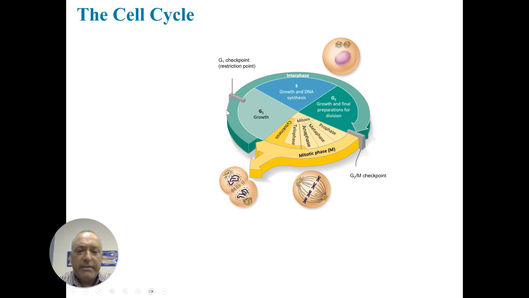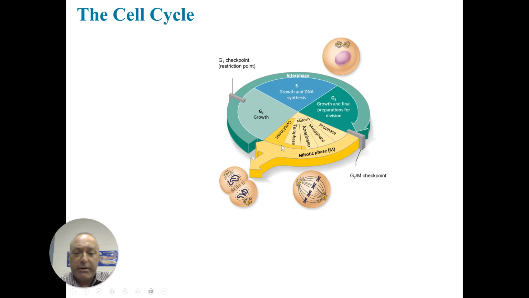Okay, we've got the cell cycle. Interphase is 90% of the cell cycle. During this phase, you've got growth, G1. You've got the synthesis of DNA, the doubling of DNA. And then you've got G2, which is another growth and final preparation. Then we enter the M phase, which is the mitotic phase.